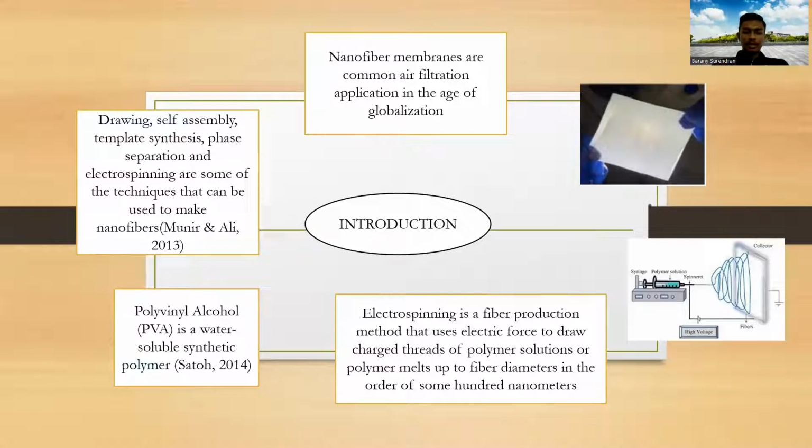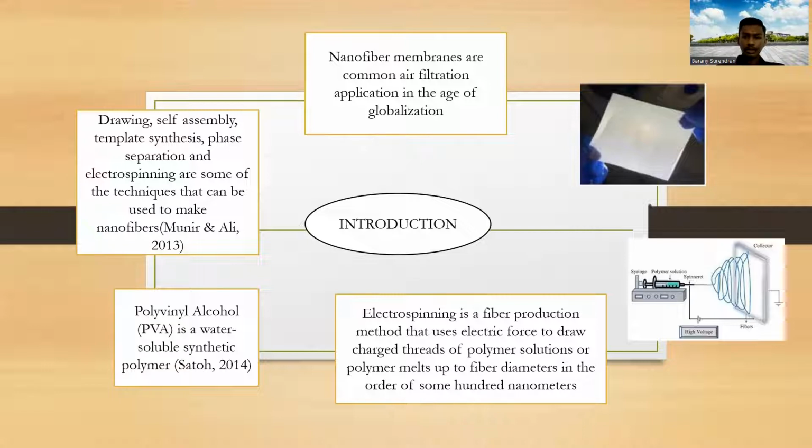Nanofiber membranes are common in the air filtration industry these days. To produce a nanofiber, there are some ways, and one of the best ways is electrospinning. Techniques include drawing, self-assembly, template synthesis, phase separation, and lastly electrospinning. Electrospinning is a fiber production method that uses electric force to draw charged threads of polymer solution or polymer melts up to fiber diameters in the order of some 100 nanometers.